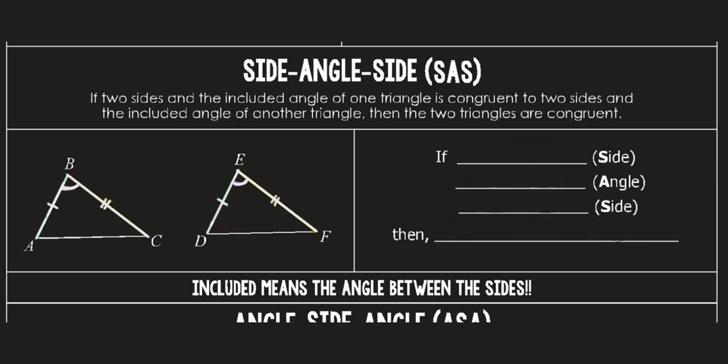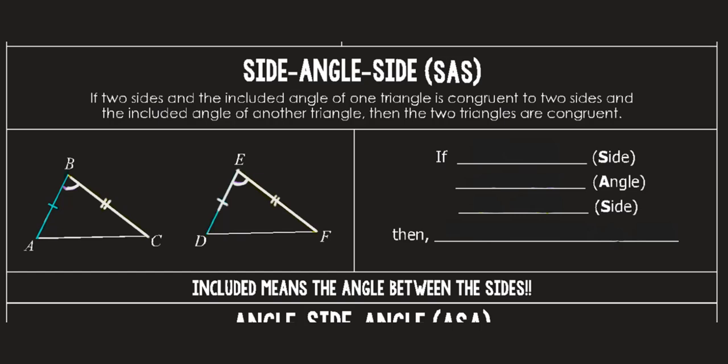Another theorem is side angle side, or SAS. If two sides and the included angle of one triangle are congruent to two sides and the included angle of another triangle, then the two triangles are congruent.